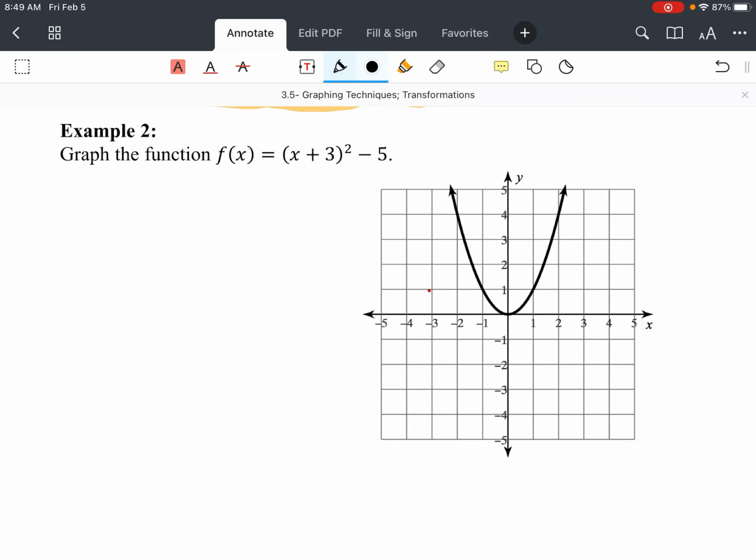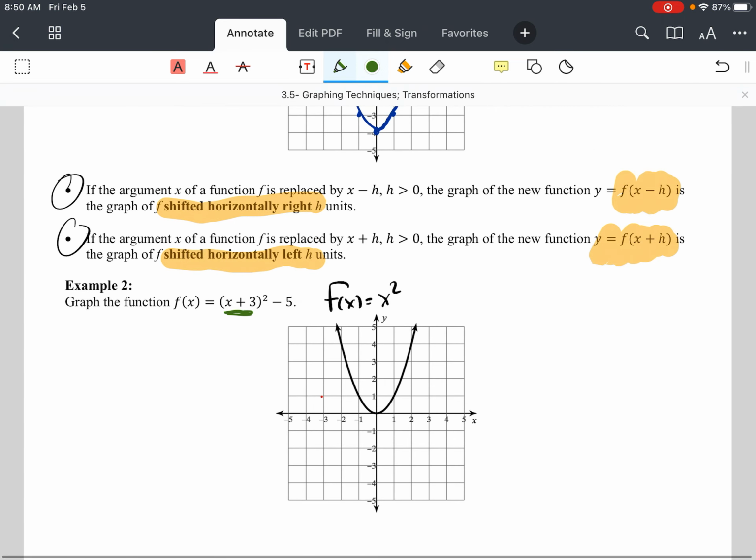What I want you to do every single time is imagine what the parent graph of this is. I'm not always going to give you what the original graph looks like. The way we're going to do that is I'm going to mark the transformations out, so the +3 and the -5, and what we're left with is f of x is equal to x squared. This is the parent function, the function that we're going to be transforming. Now let's take a look at what these transformations look like.